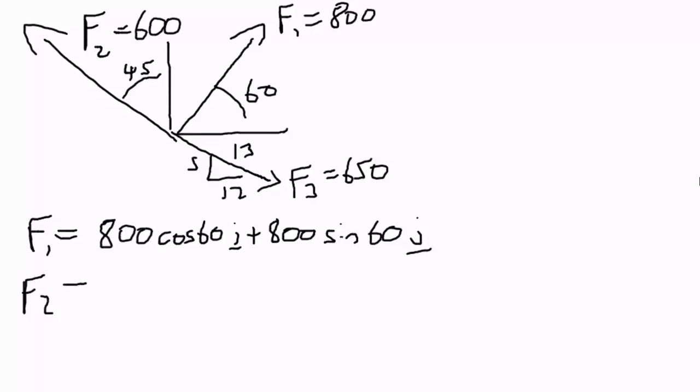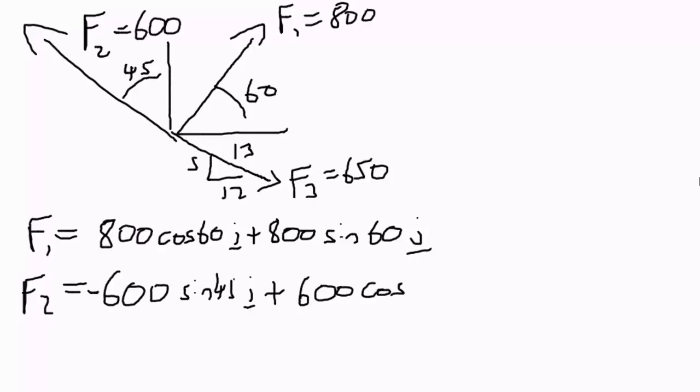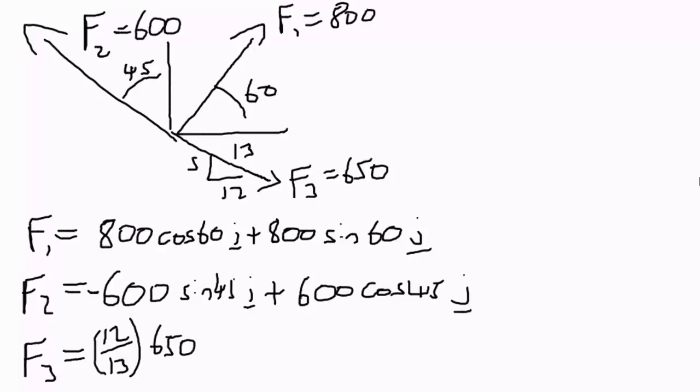Force 2, we're going to have 600 sin 45 I, and again that's going backwards in the x direction, so that's going to be a minus, and it's still going upwards, so we're going to have 600 cos 45 J. And force 3, we're going to have in the x direction 12/13 of 650 I, and because it's going downwards we've got a negative J of 5/13 of 650 in the J.